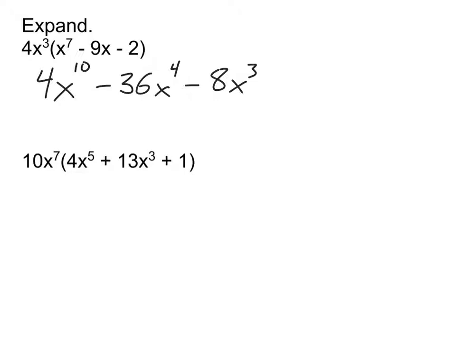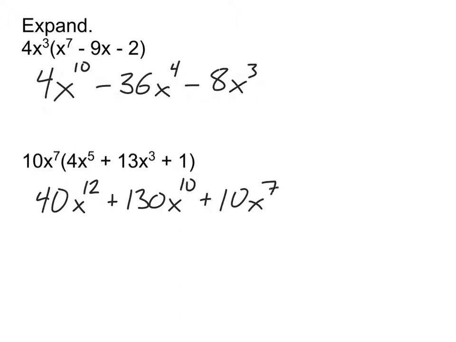That's going to help you when we do our factoring here in a moment. All right, now we do the same thing with that last one. So the 10 times the 4 gives me 40. X to the 7th times x to the 5th, I add the exponents to get x to the 12th. Plus 10 times 13 is 130. That's going to be x to the 10th. Plus 1 times 10x to the 7th.